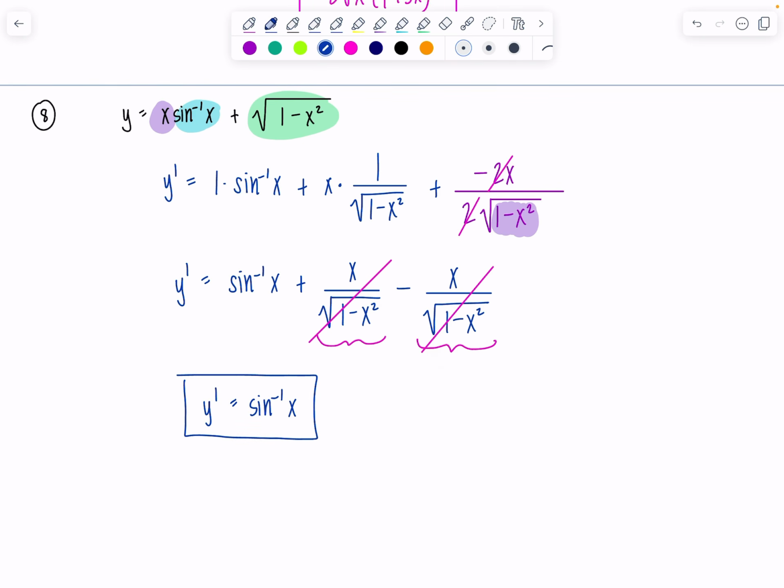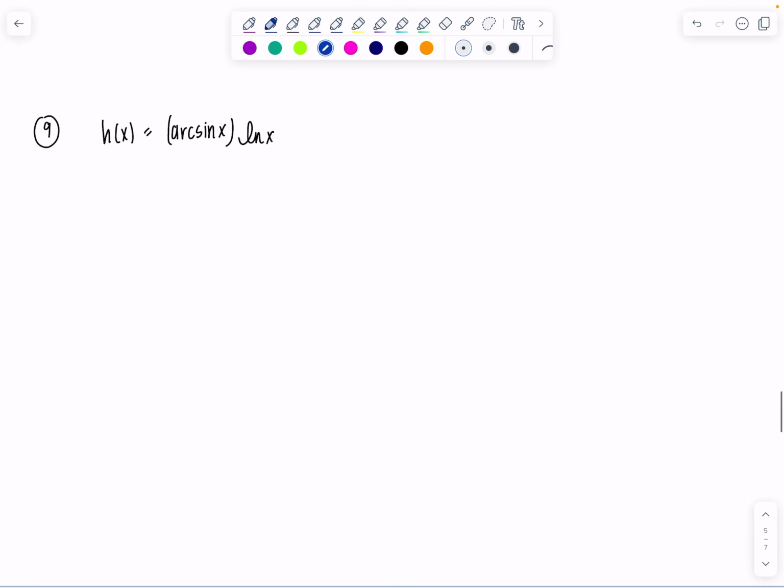Oh, how lovely. Okay. I hope you were thrilled like I was right now. Couple more, just 2 more. H of x equals arcsin of x times natural log of x. So again, let's do product rule.